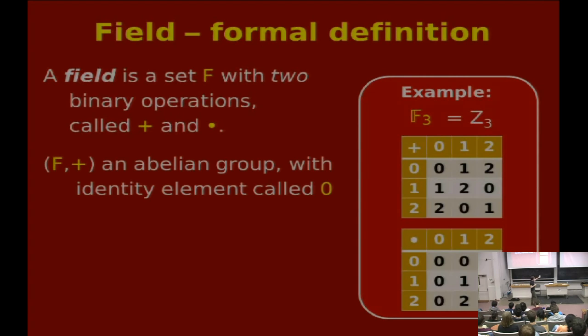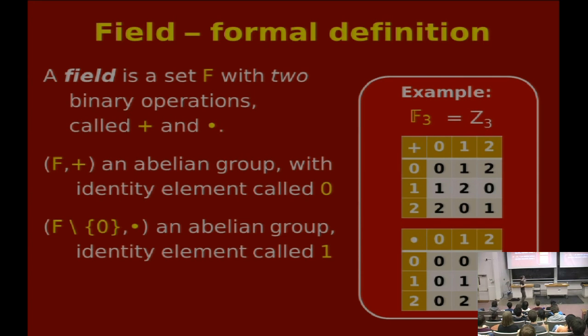So what properties should a field have? If you just look at the numbers in F with addition, that should be a group. Furthermore, it should be an abelian group, and its identity element is called 0. This basically says that you can add and you can subtract, and there's a number called 0, which is the additive identity. And that addition is associative and commutative like you expect it to be.